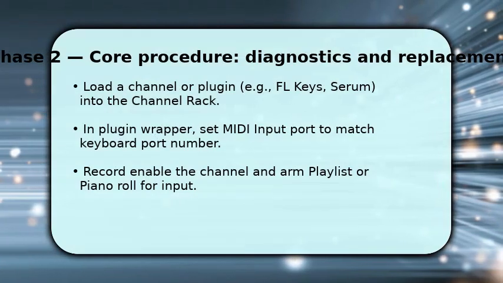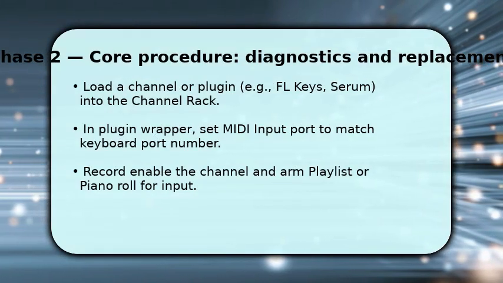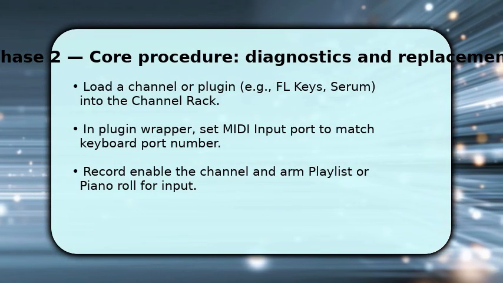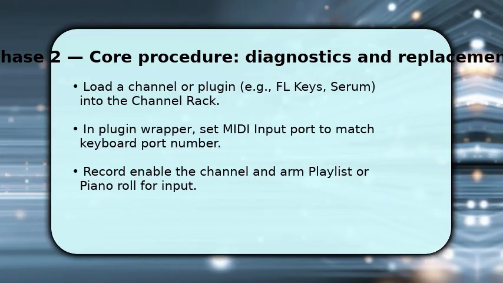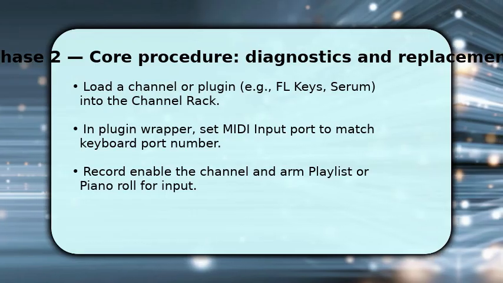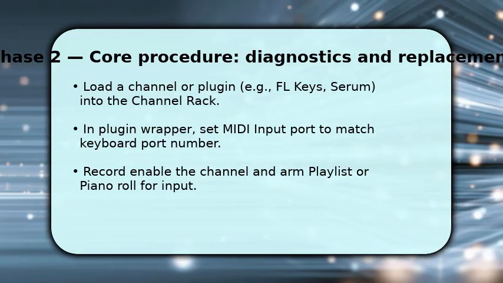Next, load an instrument into the channel rack, FL Keys or a synth like Serum, and select the plugin wrapper. In the wrapper options, set the MIDI input port to the same number you assigned earlier so FL Studio routes your keystrokes to that instrument.